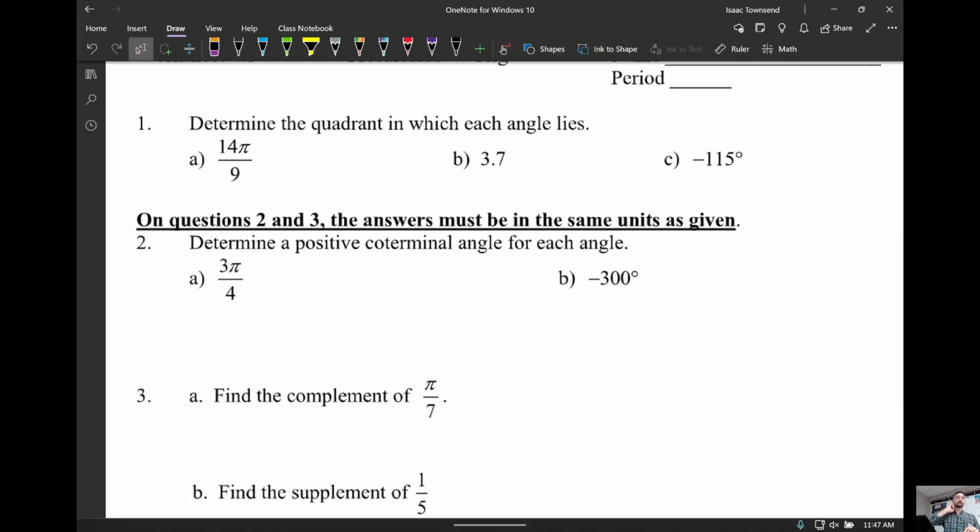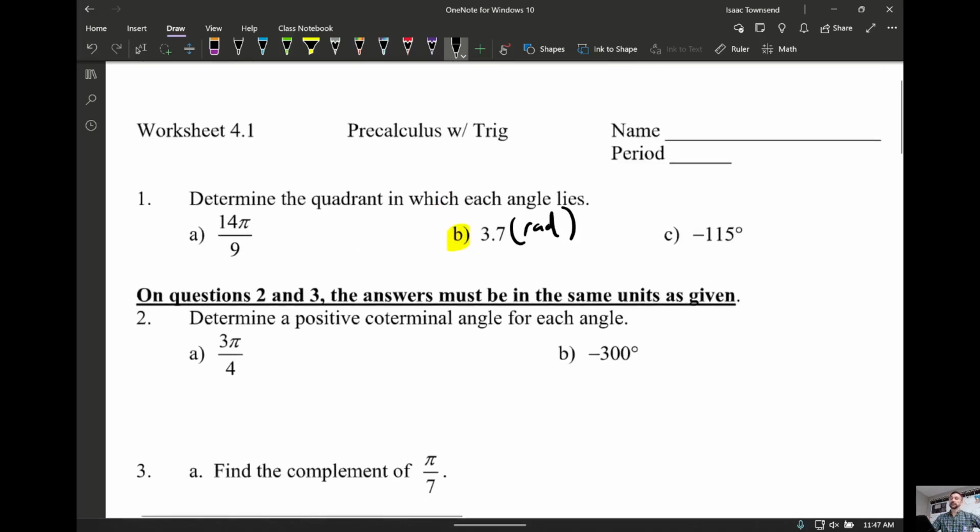Yeah. I kind of forgot what the 3.7 means. Okay, so if this was 3.7 degrees, we'd either have to use the degree symbol or use the word degrees. So if it doesn't say, this is implied radians. So to work this, I'd say there are two popular ways. Do you know where pi radians is? It's on the 180. Okay, and pi is about 3.14. Well, then 3.7 is going to be a little bit bigger than that. That's enough to know it's in quadrant 3.